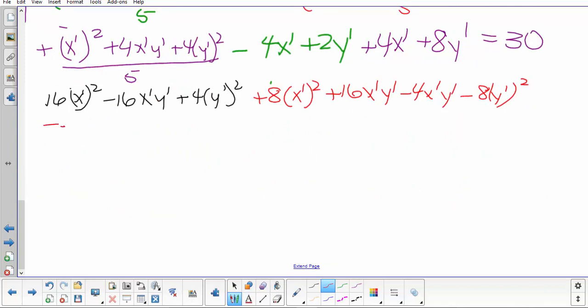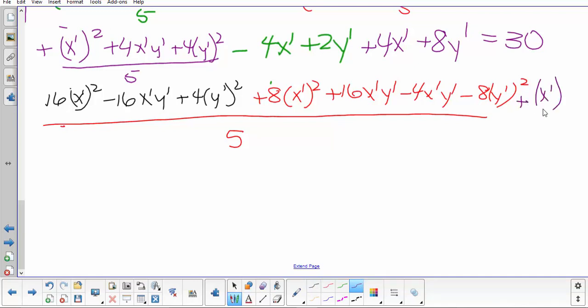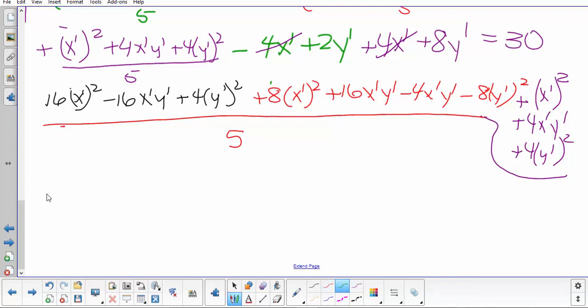Okay. This is all over 5. And I'm going to try to squeeze in this last piece here. So that's just plus x' squared plus 4x'y' plus 4y' squared. So all of this is over 5, so all of this can be easily combined. Now looking here, I have a negative 4x' and a positive 4x', so they cancel, which leaves me with 10y' equals 30. Okay, so now it's time to combine like terms here.